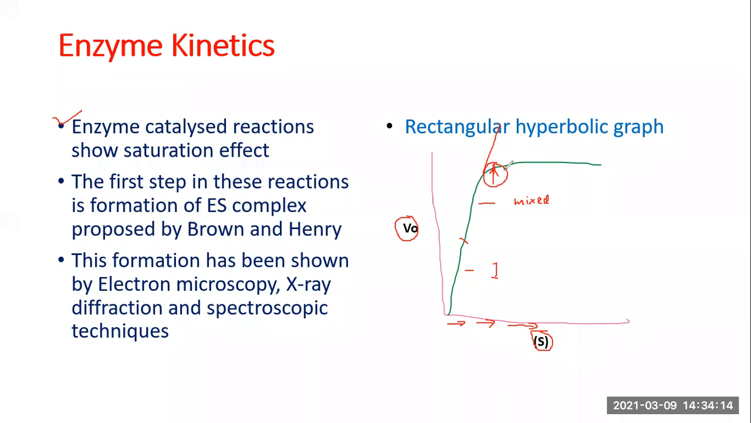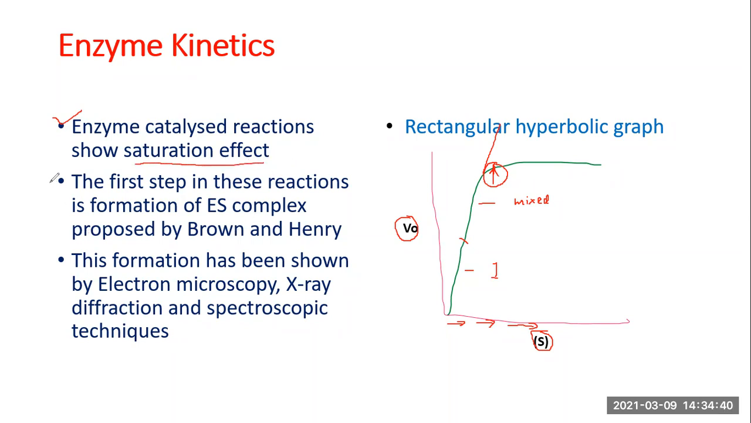So this kind of behavior, this kind of graph, you get only in enzyme catalyzed reactions. A non-enzyme catalyzed chemical reaction will not show this kind of graph. So this is one major difference between the reaction kinetics of enzyme catalyzed and non-enzyme catalyzed reactions. And if you have to say it in one word, enzyme catalyzed reactions show what is called the saturation effect.